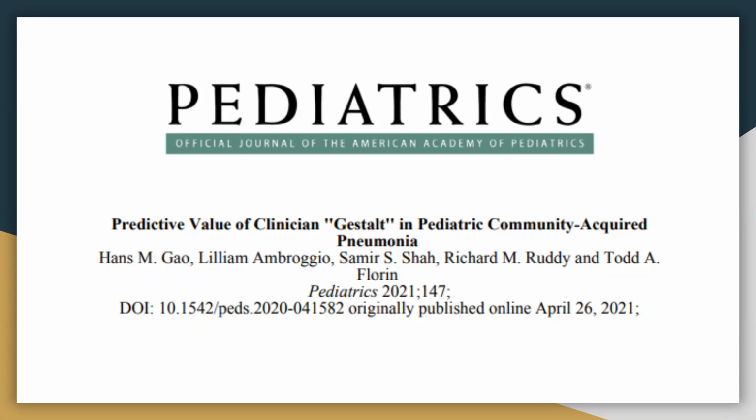And I just wanted to see if experience or gut feeling, or whatever it is that makes up Gestalt for physicians, is a way that we can predict the eventual outcome or the risk of developing severe complications with community-acquired pneumonia.